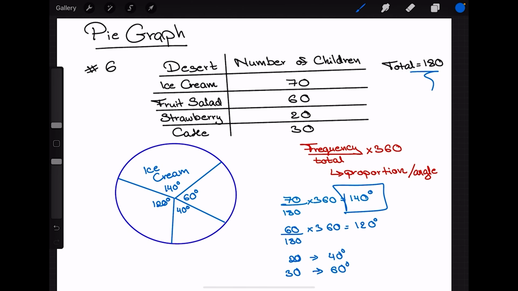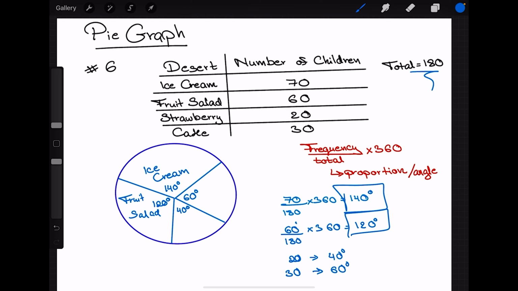Fruit salad is 60, so 60 divided by 180 times 360 will give you 120 degrees. So this would be your graph for the fruit salad, and you continue on like that.